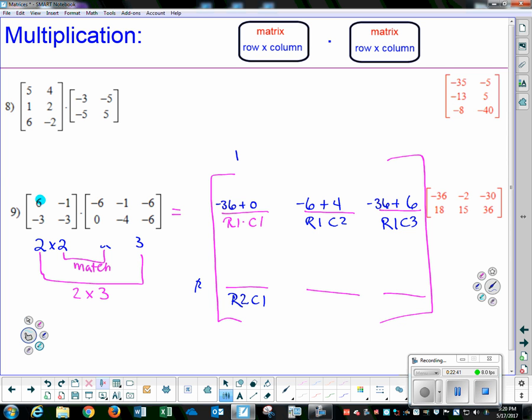Row 2, column 1. -3 times -6 makes 18. -3 times 0 gives me 0. Let's move over.